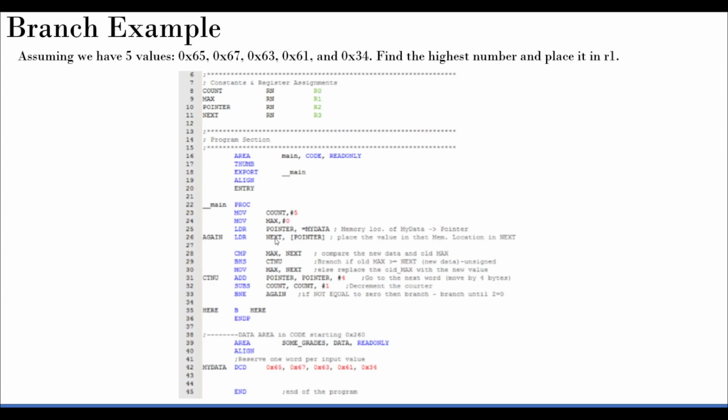So you are seeing next, and next will be the pointer, so the address is in next, and then you compare max and the content of next, right? That's what you're going to do. If that is not the case, then of course you follow the branch if old max is greater than, so max, BHS, higher than or equal to something like that. You can check what HS means, understand this. Then you go to ctnu. If this is satisfied, you go to ctnu.